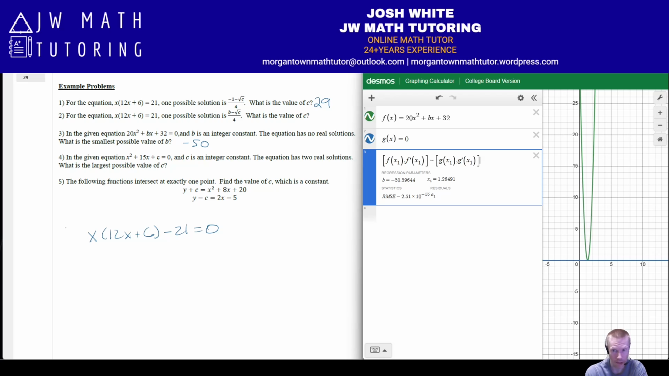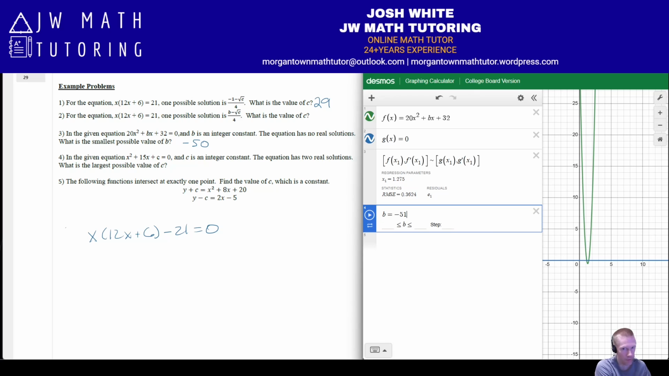That's good. That means it's working just like the vertex method did. And the key here is you don't have to retype the function like we did in the vertex form, so it saves a little bit of work. Now you could check b equals negative 51. Nope, it has two real solutions. Let's try going on the other side of it. b equals negative 50.